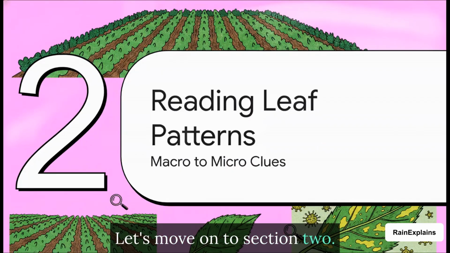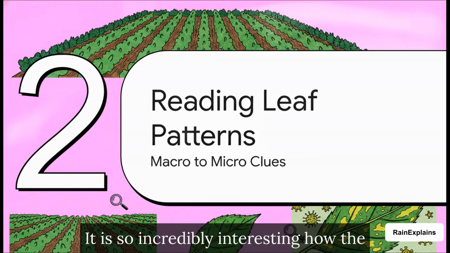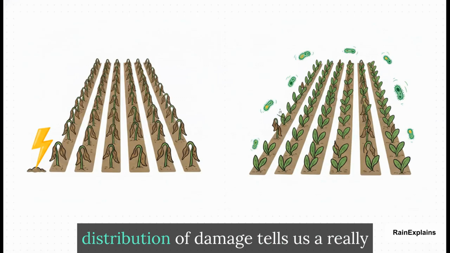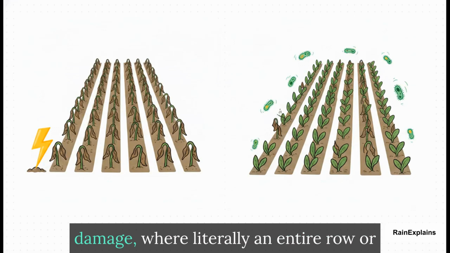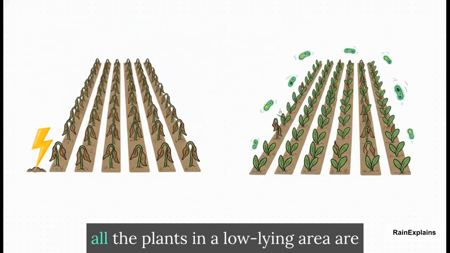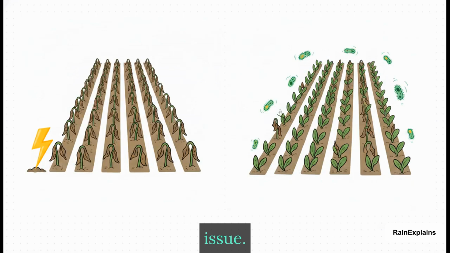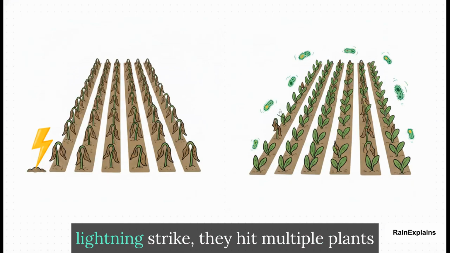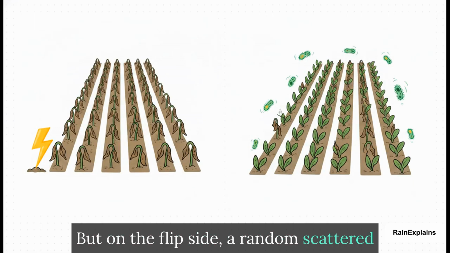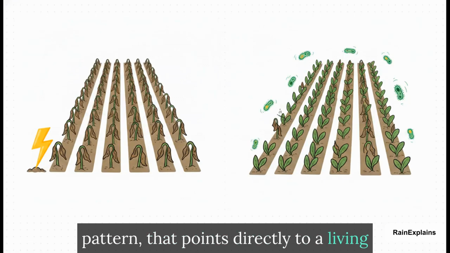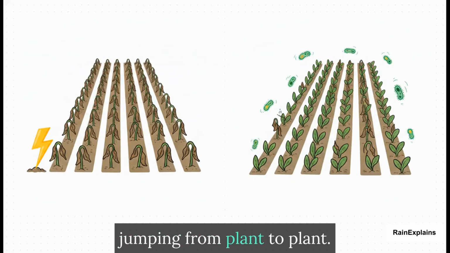Let's move on to Section 2, reading the leaf patterns, looking at macro to micro clues. It is so incredibly interesting how the distribution of damage tells us a really vivid story. Check out how a uniform distribution of damage, where literally an entire row or all the plants in a low-lying area are affected, usually means a soil or abiotic issue. Things like extreme soil pH or even a lightning strike, they hit multiple plants all at once. But on the flip side, a random scattered pattern points directly to a living airborne pest or pathogen that's just moving unpredictably through the air, jumping from plant to plant.